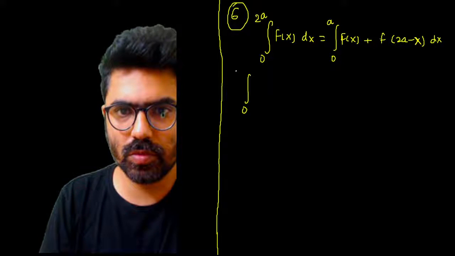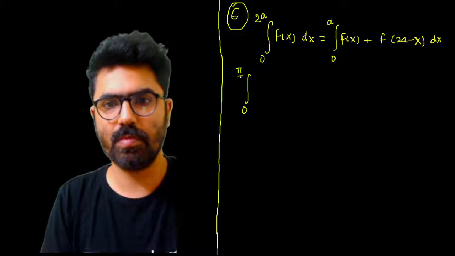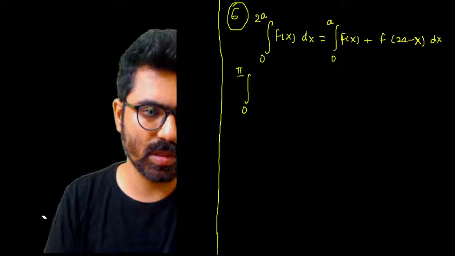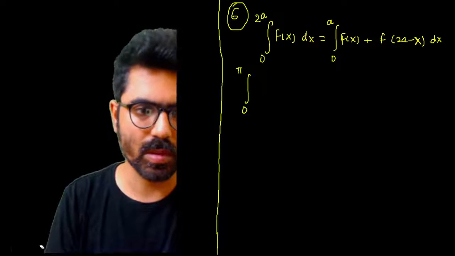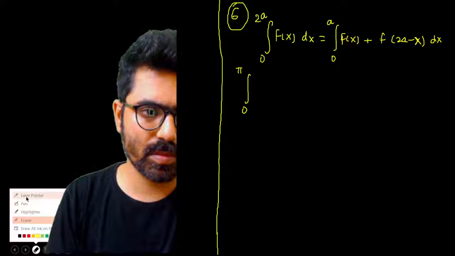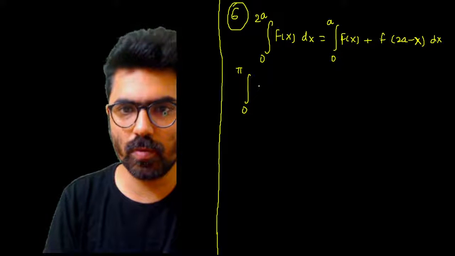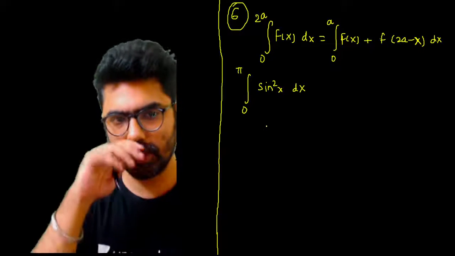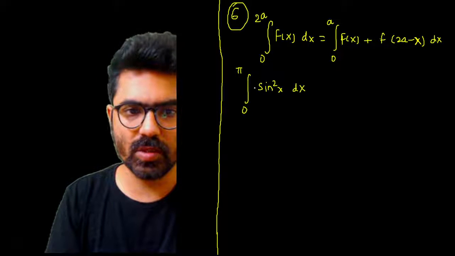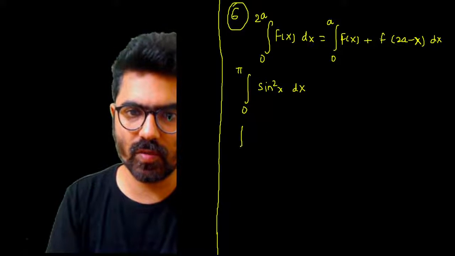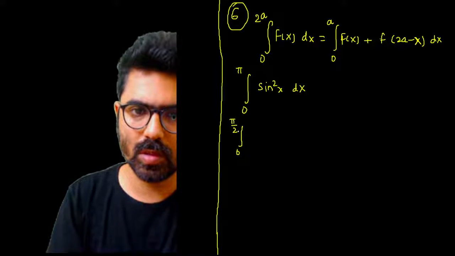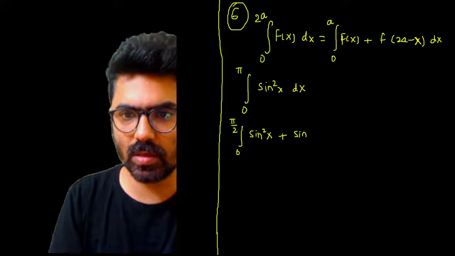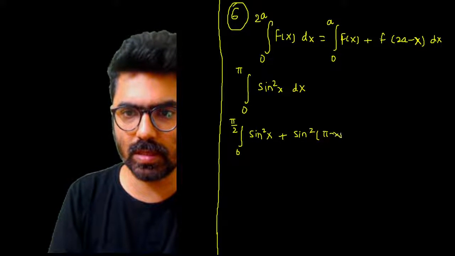If you have 0 to pi, sine square x dx, in this question the first thing is you can directly integrate. The second thing is, if you want to change it from 0 to pi, you can change it to 0 to pi by 2, sine square x, and instead of x, you have to write pi minus x.